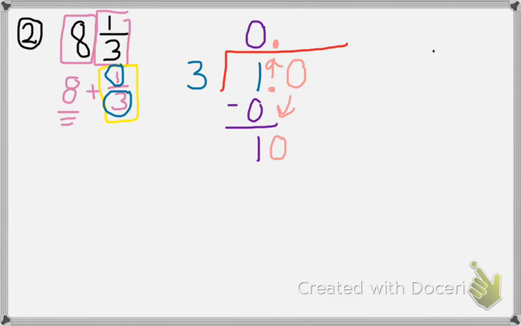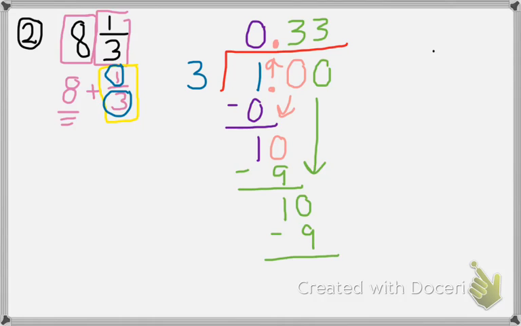Now, how many times does 3 go into 10? 3 goes into 10, not evenly, but it goes in 3 times because 3 times 3 is 9. We subtract. 10 minus 9 is 1. There's nothing to bring down, so we have to make something to bring, so that's why we add our zeros. 3 goes into 10 again 3 times. 3 times 3 is 9. 10 minus 9 is 1. Bring down another 0.